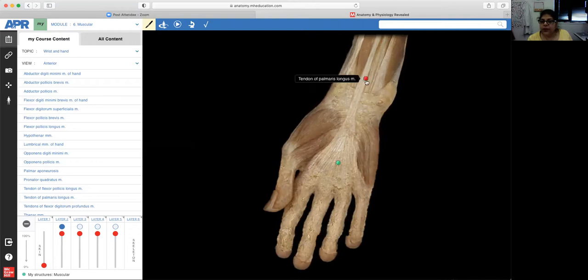So what do we see here? This is the tendon, not the muscle. Tendon of the palmaris longus. That's the palmaris aponeurosis, which we saw earlier. So that's in the middle of your hand.